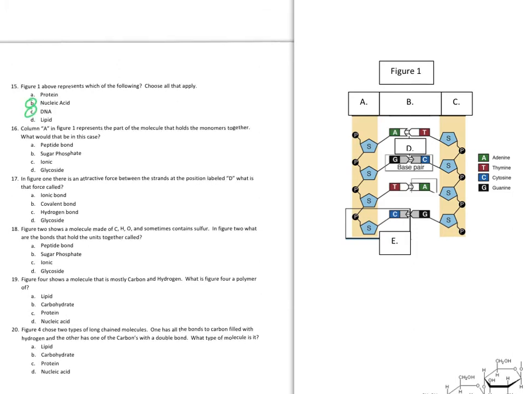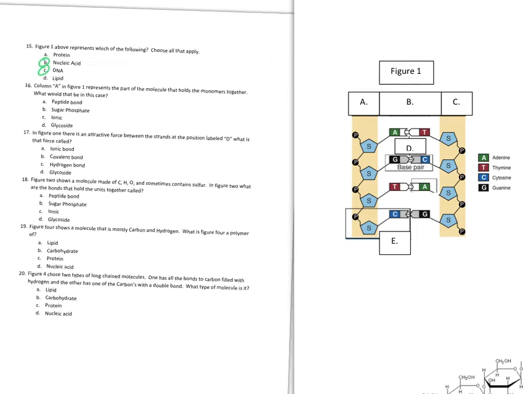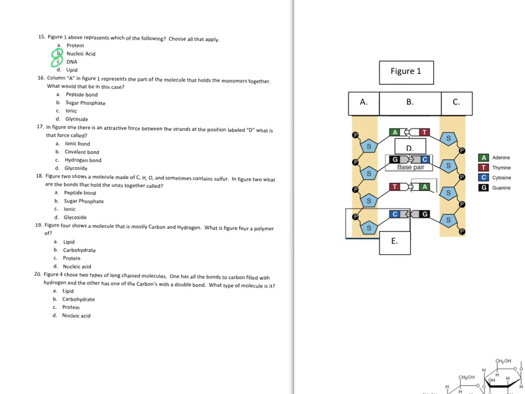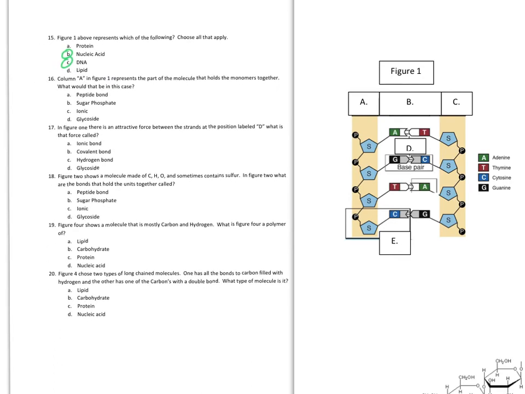So the next one asks you, in column A, in figure 1, represents the part of the molecule that holds the monomers together. So here's column A. I'm trying to figure out what the question means. What does this represent? The stuff that holds the monomers together. What are the monomers of DNA called? Nucleotides, right? And what holds the nucleotides together? Which of these 4?